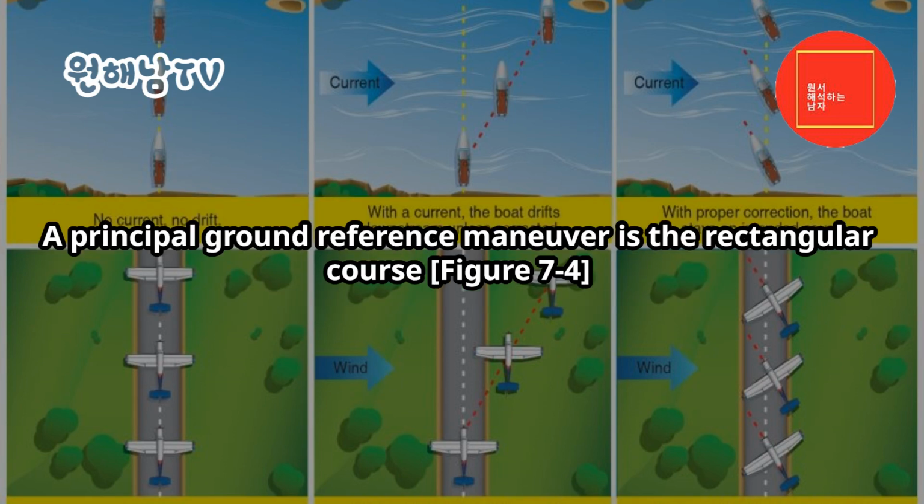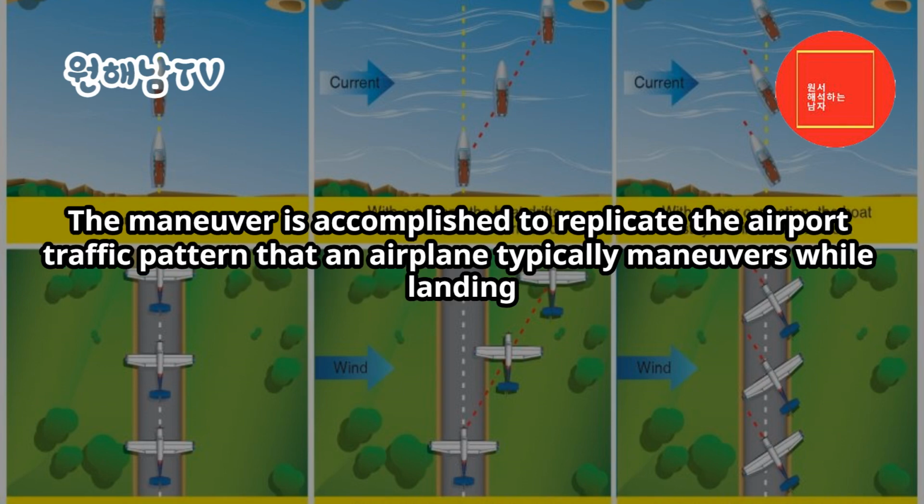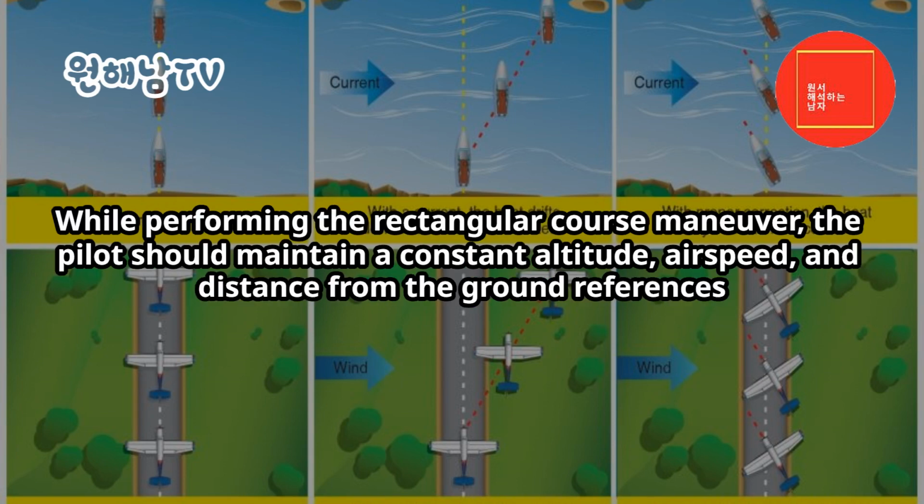Rectangular course. A principal ground reference maneuver is the rectangular course. Figure 7-4. The rectangular course is a training maneuver in which the airplane maintains an equal distance from all sides of the selected rectangular references. The maneuver is accomplished to replicate the airport traffic pattern that an airplane typically maneuvers while landing. While performing the rectangular course maneuver, the pilot should maintain a constant altitude, airspeed, and distance from the ground references.